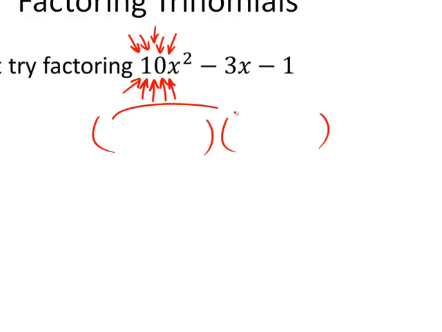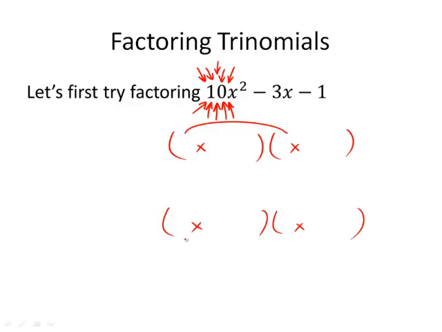We want the first terms to multiply to 10x squared. We know that they should be beginning with an x term. So we basically have two options of multiplying to 10: either 1 times 10 or 2 times 5. In this case, we have a limited number of options. You can imagine that this number could be different and could leave you with many possibilities.